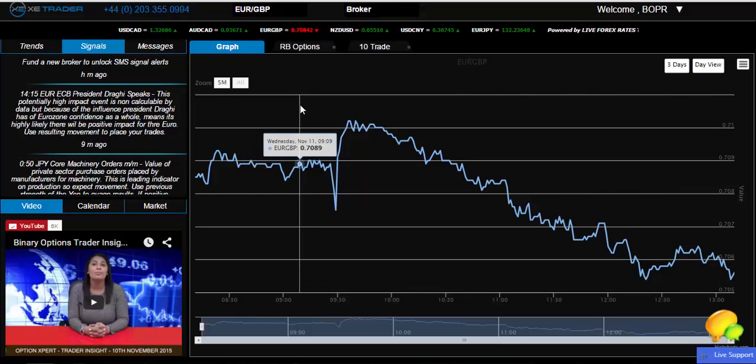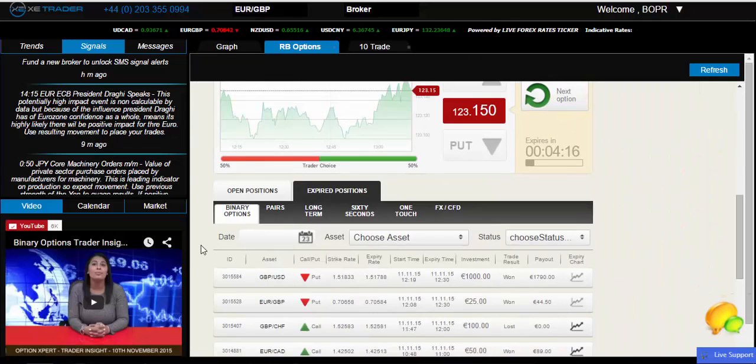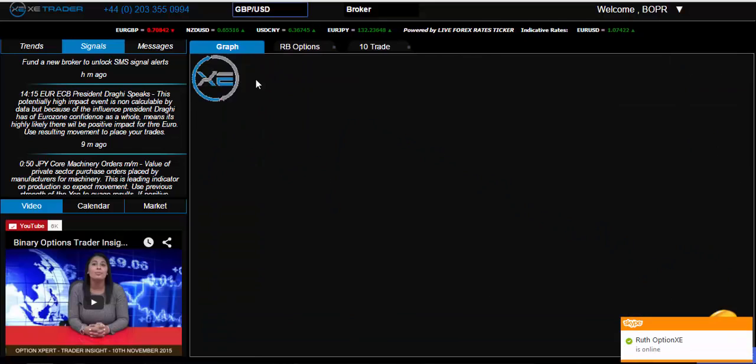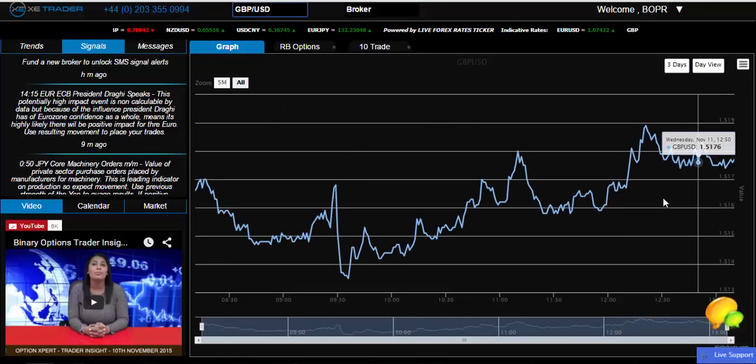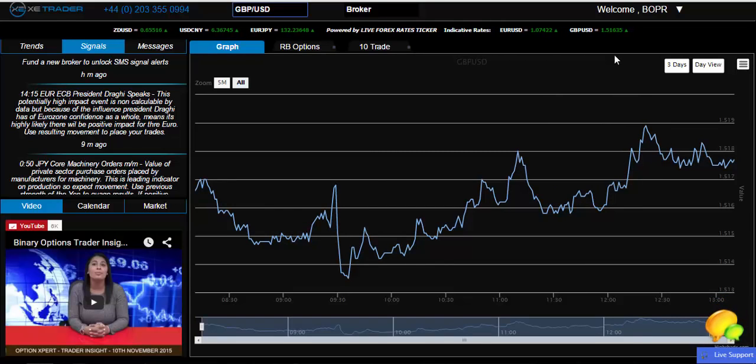So it hasn't been too bad to read, but then I placed my €1,000 trade on RB with the GBP and USD on a put. But this one was doing pretty good though. Yeah, the thing is, as I was reading the XE Trader chart, it was going to go down. Then the moment I placed the trade, it all goes up, and I thought to myself, Jesus, no.